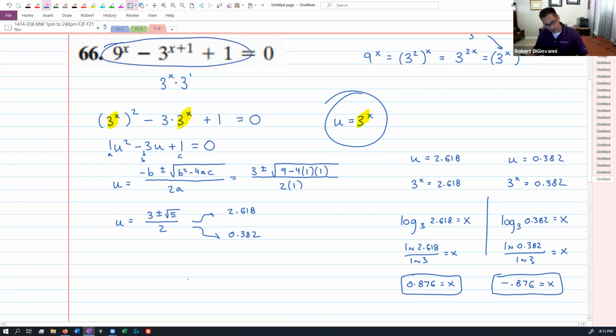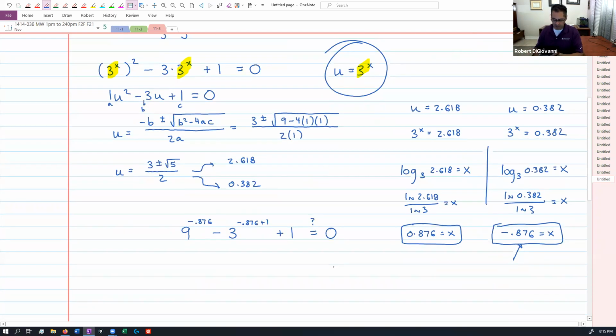So what I'm going to do is on my calculator, I'm going to check this answer right here. I'm going to raise 9 to the negative 0.876 minus 3 raised to the negative 0.876 plus 1. And then I'm going to add 1, and I'm going to ask myself, is that equal to 0 or not? All right, so first things first, on my calculator, 9 raised to the negative 0.876 turned out to be 0.1459. Minus, okay, when I add that together, negative 0.876 plus 1, I get 0.124.